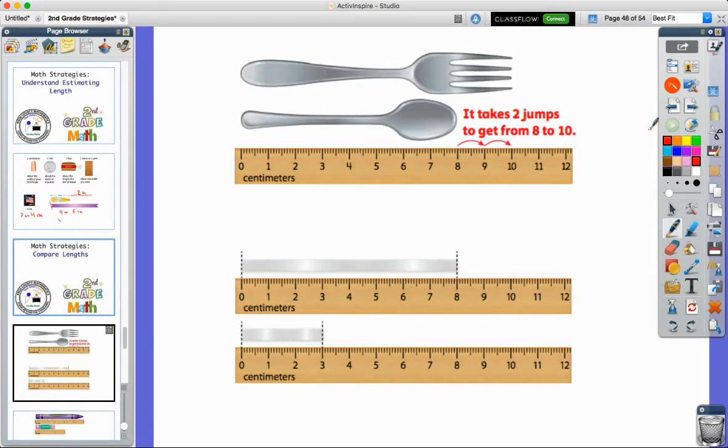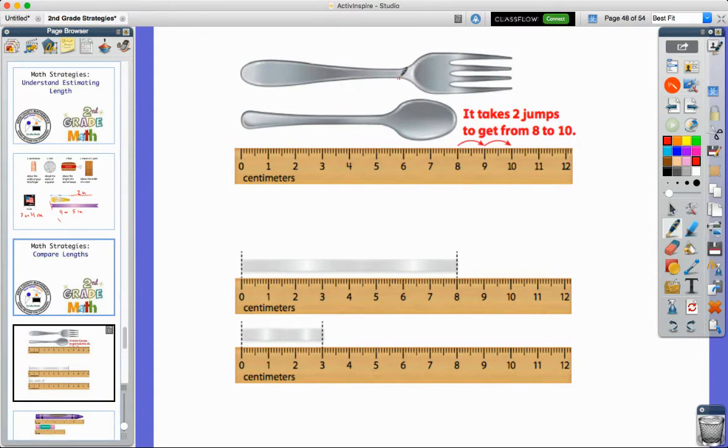All right, so in the book, there is an example of a fork and a spoon. And they lined them both up on our centimeter ruler, and they made sure they were lined up here at zero. And then you can see, based on the ruler, that obviously the fork is longer. And they're showing you, again, going back to what we did with our number lines, that you can jump and see that the fork is about 2 centimeters longer than the spoon.